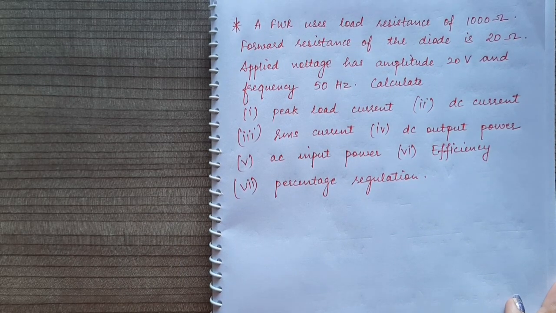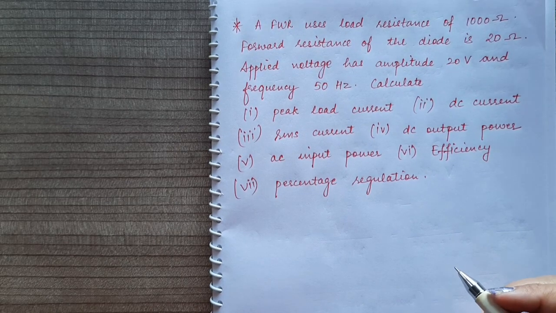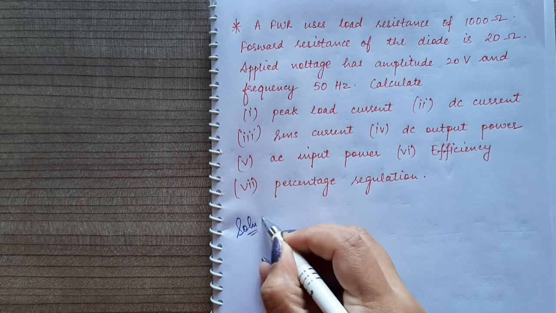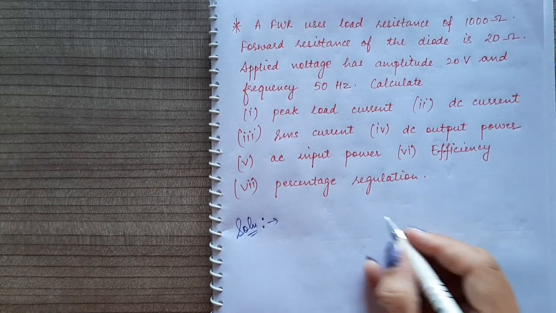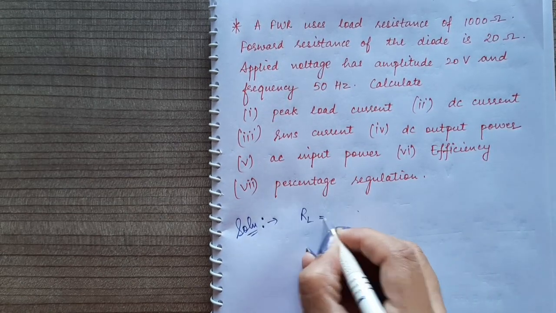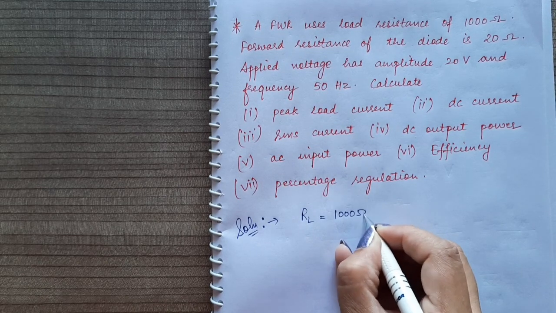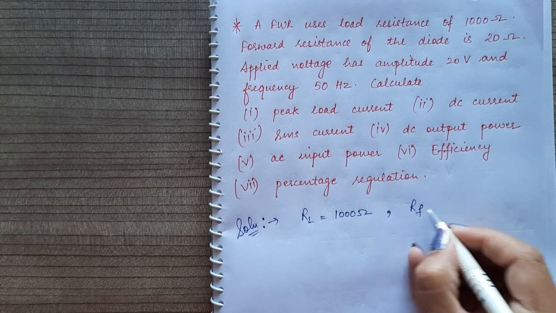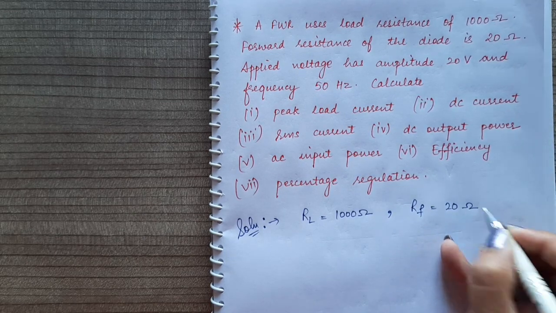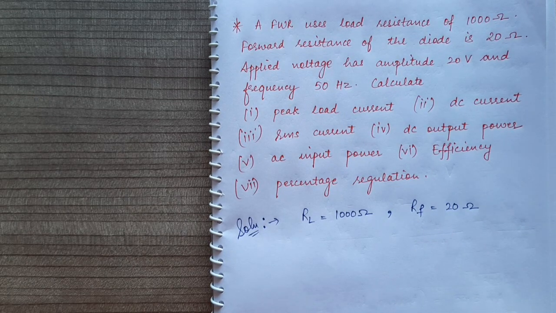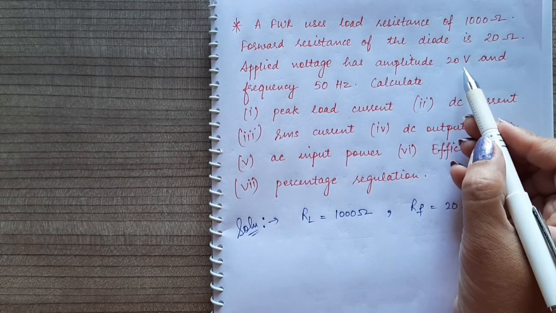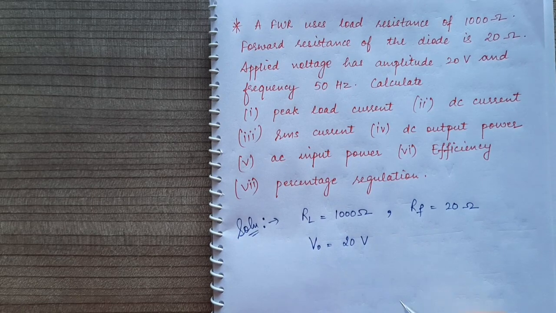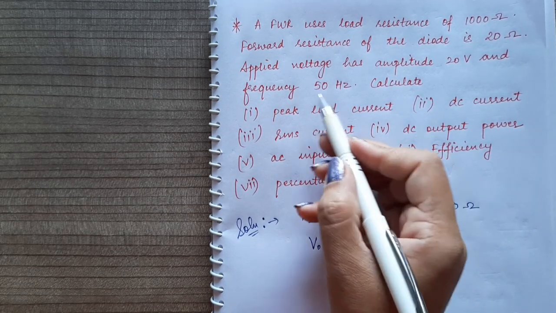Now see, in this numerical, we have a full wave rectifier having load resistance 1000 ohm. So RL is given, which is 1000 ohm. Forward resistance of the diode is also given, which is 20 ohm. And the amplitude of the applied voltage is given. It means V0 is given, which is 20 volts. And frequency is given, which is 50 hertz.